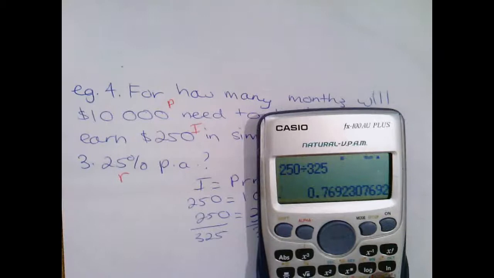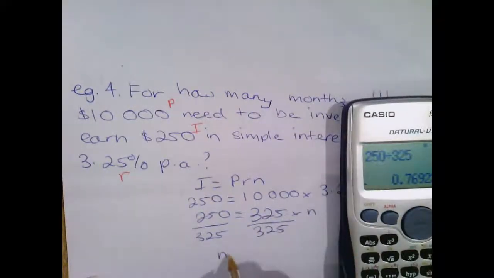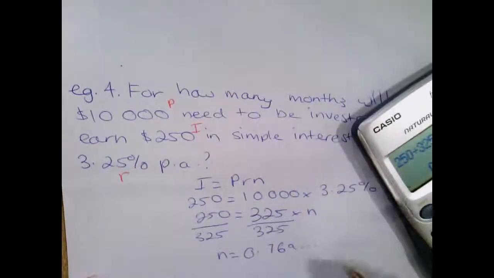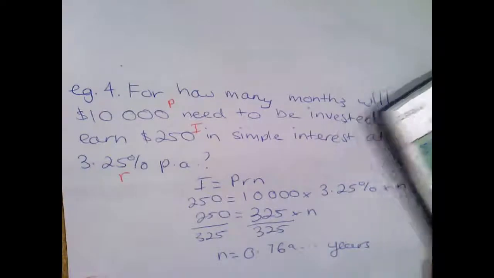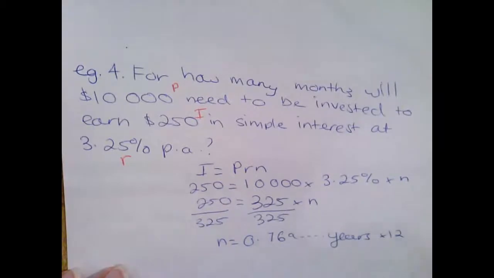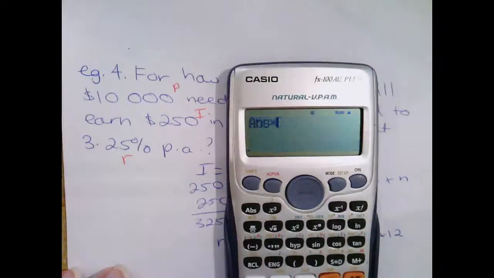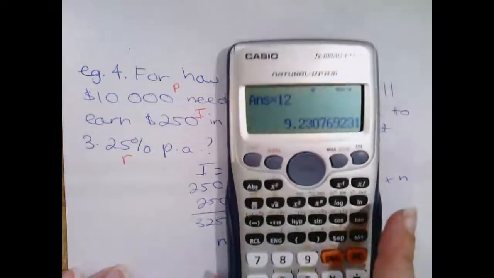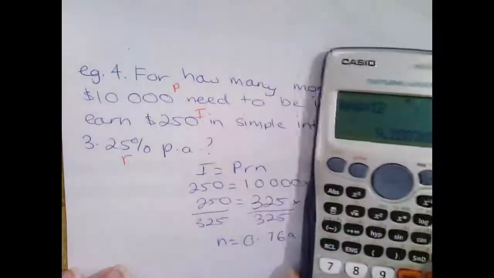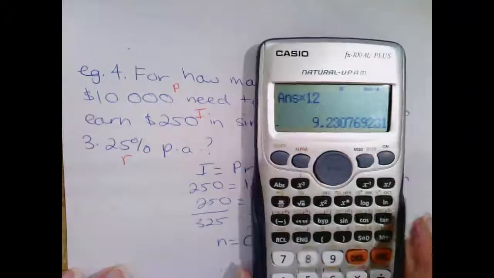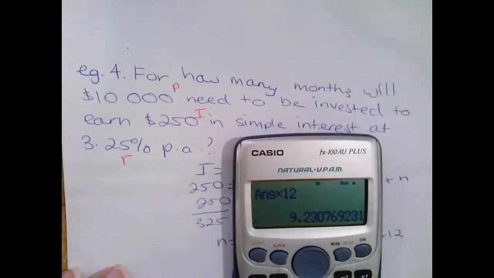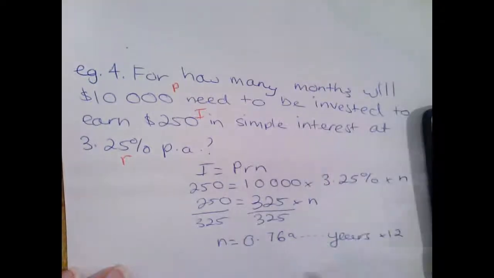How many months are in a year? Well, there's 12. So if I've got this decimal here, 0.769 blah, blah, blah, and that's in years, I want to work out how many months that is. So I'm going to multiply that number by 12. So just press times 12, 9.23. Okay, I'm going to round that because 10 will be too much. How many months? Let's say, technically it's 9, we'll say 9.23.